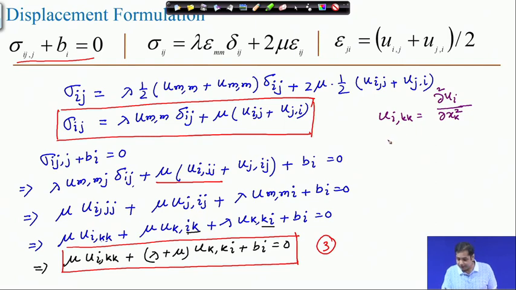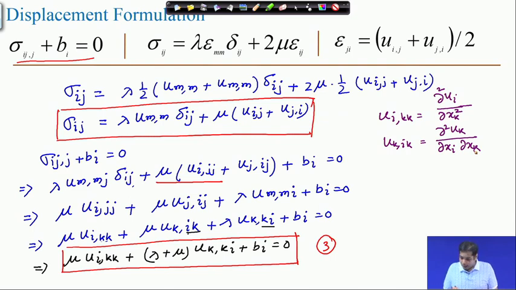When you write u_k,ik, what does this mean? This means del 2 u_k. u_k is the kth component of u, either u_x, u_y, u_z, that depends on what the u is, del x_i and del x_k, right.